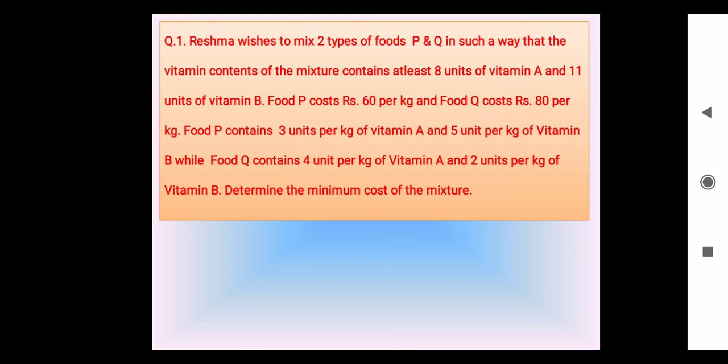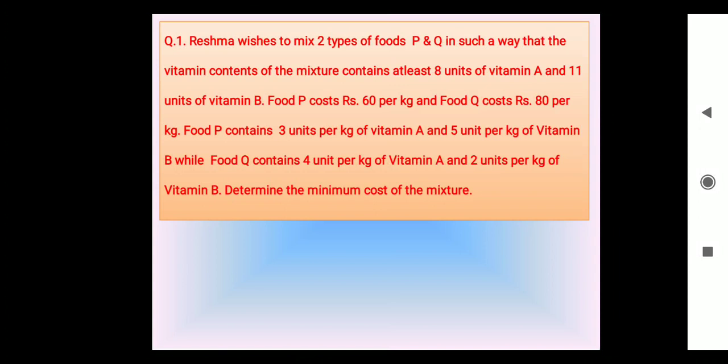Here, by given data, we have to consider a linear objective function and we have to find the minimum cost of the mixture. Here, Reshma is going to mix two types of food, P and Q, in such a way that the mixture contains at least 8 units of vitamin A and 11 units of vitamin B. And also they have given the prices of two types of foods, rupees 60 per kg and rupees 80 per kg for P and Q type of foods.